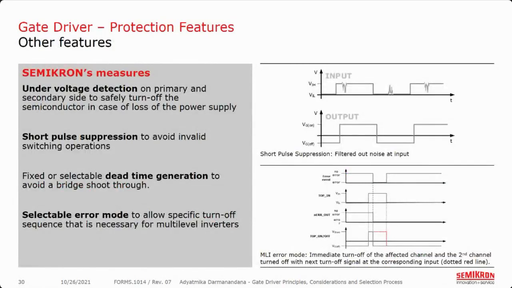Other features that a gate driver may offer are, for example, the undervoltage lockout, which monitors the supply voltage. And we also have short pulse suppression, as protection against noise induced by high frequency switching. Invalid pulses below a certain period and below a certain level will be filtered out, so we still get a clean rectangular signal at the output.